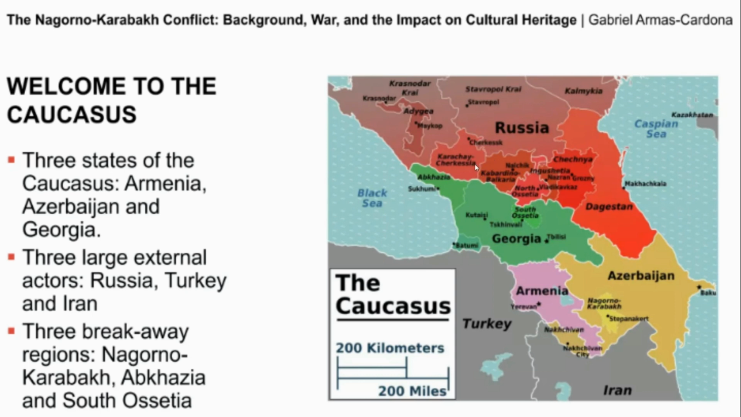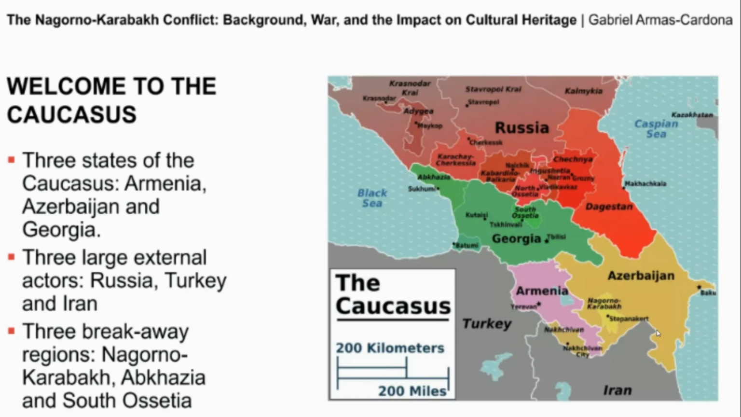And look at the red areas. These are the republics controlled by Russia for many centuries. They are not Russians. They are ethnically different people, but unfortunately, Russia controls these territories. The three major countries in the Caucasus region are Azerbaijan, Georgia, and Armenia. The Caucasus region is surrounded by Russia, Turkey, and Iran.